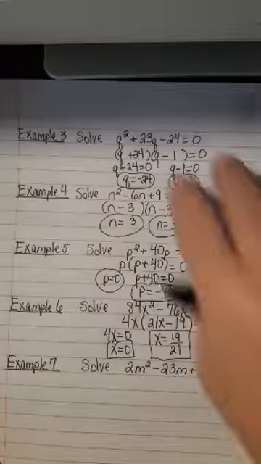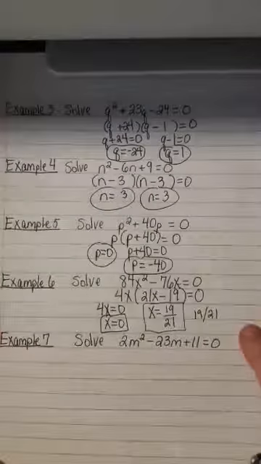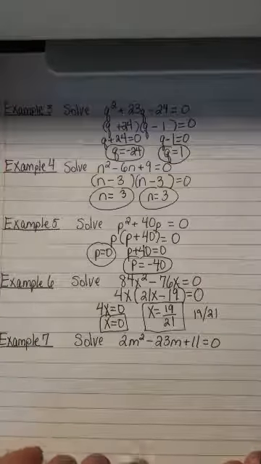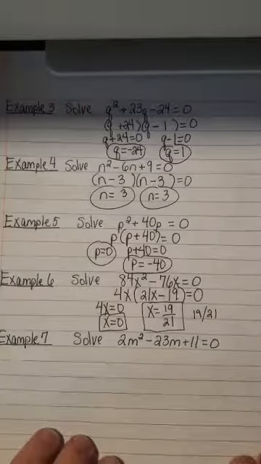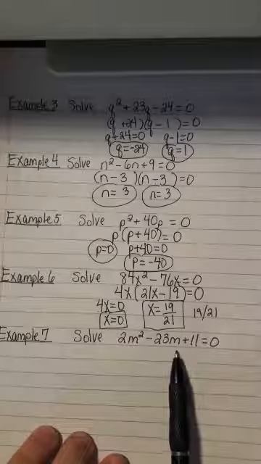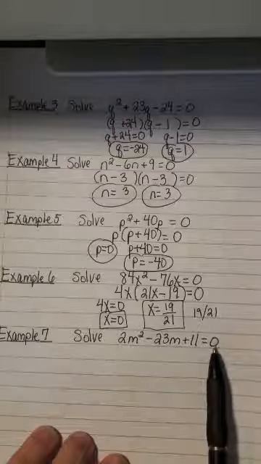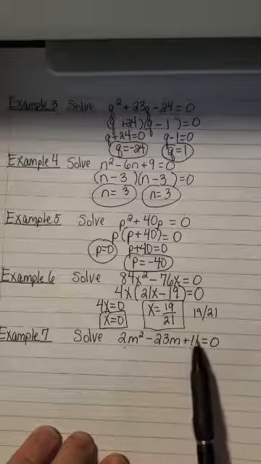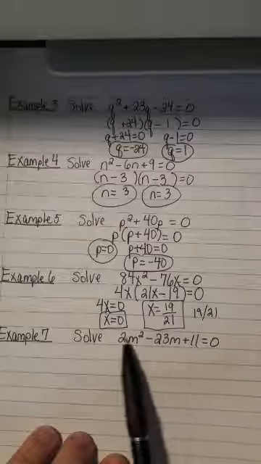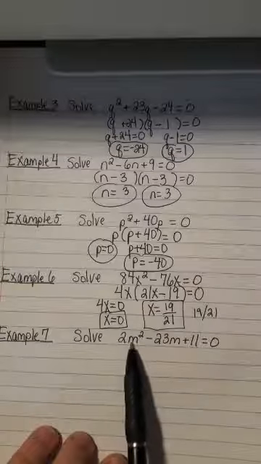All right, the last one on this page, and then we've got one more example on the next page. This one is a trinomial. 2m squared minus 23m plus 11 equals 0. So it is a trinomial. Now this is one of those trinomials. There is no GCF that we can pull out. And it has a number in front of my m squared.